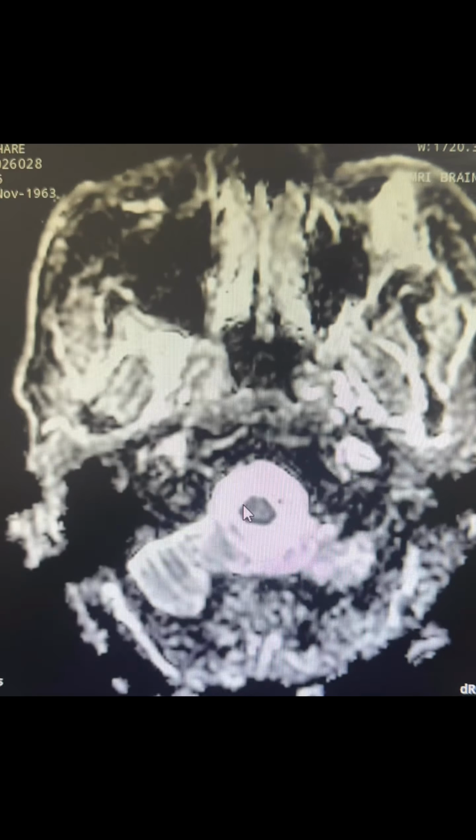It's a case of recurrent right MCA stroke who presented with recurrent weakness of the left side of the body. The first episode was 3 years ago, and now again, since the last 2 weeks, he is presenting with difficulty in elevating the right arm and mild difficulty in walking. Let us look into his MRI.